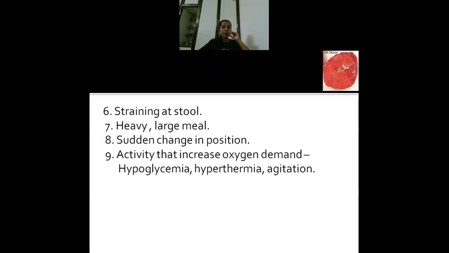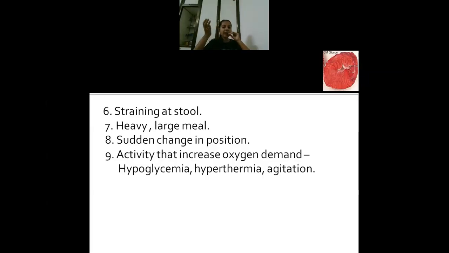Next one is straining at stool. Again, it is seen that people who have a lot of constipation and are already at risk of MI, when they are straining at stool, because of the vagal stimulation, it can precipitate MI.